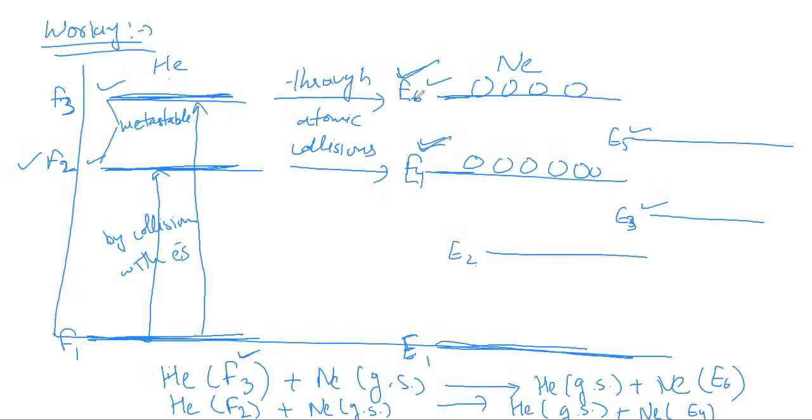So this is what I meant in the previous slide when I said that the function of helium is simply to selectively pump the excited state levels of neon, which are these two levels. You have now put a larger number of atoms in these two levels as compared to E5 and E3. In E6, the number of atoms is going to be larger than the number of atoms in E5. And the number of atoms in E4 is going to be larger than the number of atoms in E3.